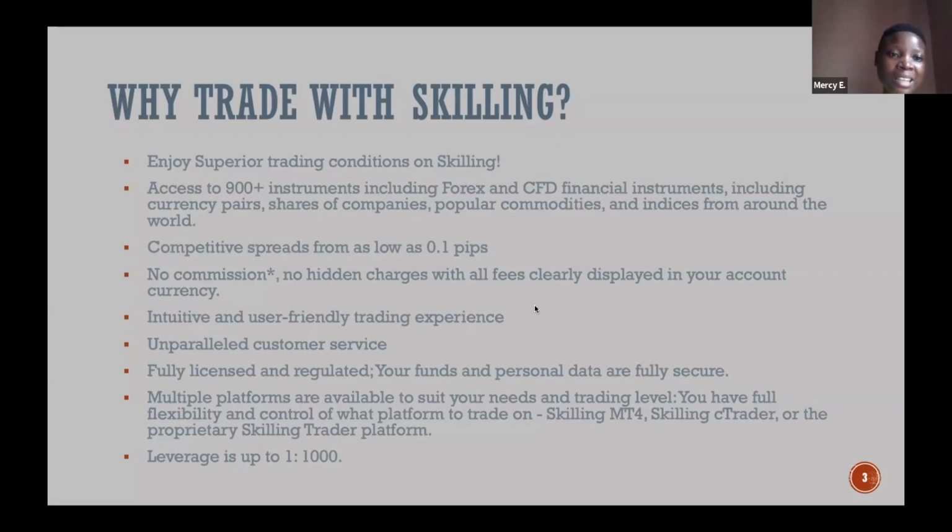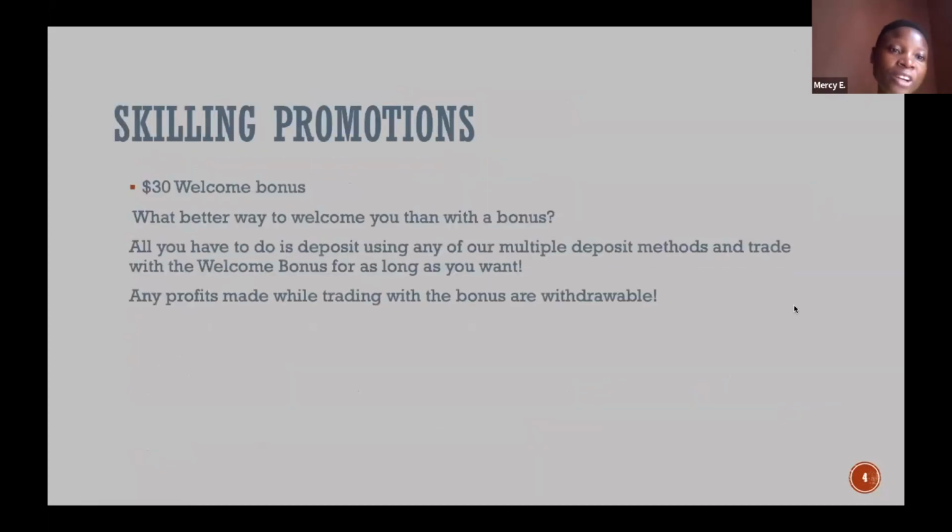designed by Skilling itself. You can also trade on MT4 and cTrader. So if you're looking for an advanced trading platform, Skilling doesn't have MT5, but you can use cTrader. It's as advanced as the MT5 platform. The next slide. And then, of course, leverage up to 1,000.